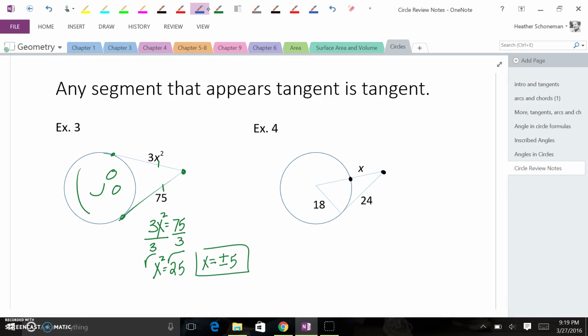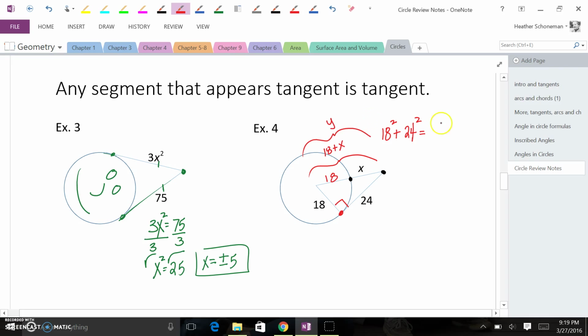All right. On this one, any segment that appears tangent is tangent. So that means that at the point of tangency, we know we have a right angle. So knowing that, we can set up the Pythagorean theorem. So we could have 18 squared plus 24 squared equals, well, we don't know what the whole length is. That's what we're trying to figure out. We know this part is 18, so we could say that it's 18 plus x. But that's kind of complicated. So instead, we're just going to call this whole thing y.